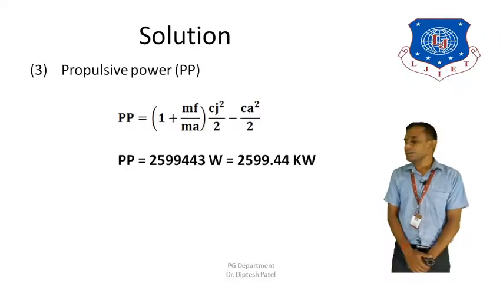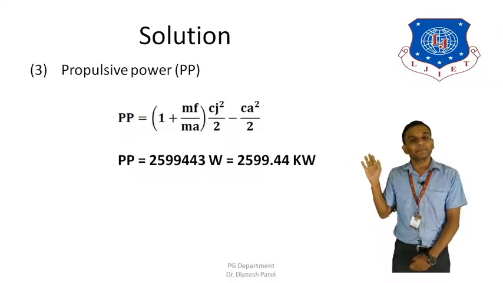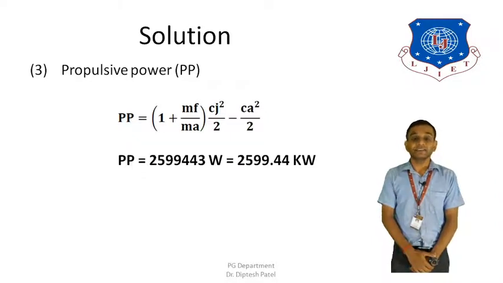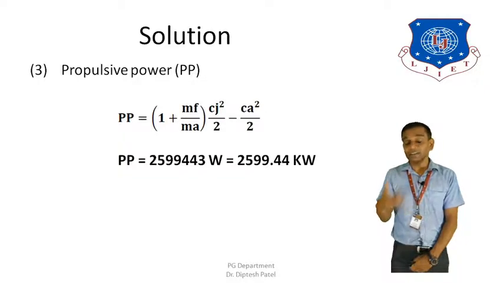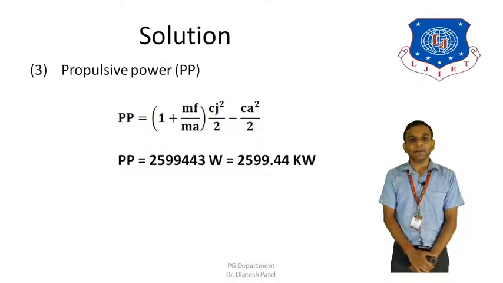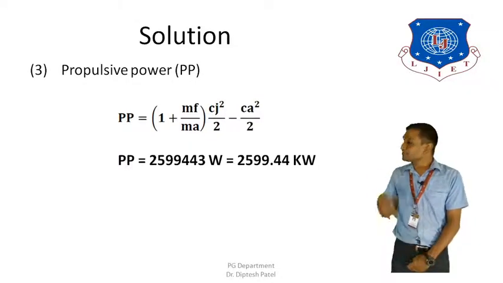Then third one is propulsive power. Propulsive power, as it is a difference in rate of kinetic energy, that is entering or leaving the nozzles and entering into the diffuser. So the equation to get the propulsive power is given here, that is propulsive power PP is equal to 1 plus mf upon ma into Cj square divided by 2 minus Ca square divided by 2. Now these all values are given to us, right?